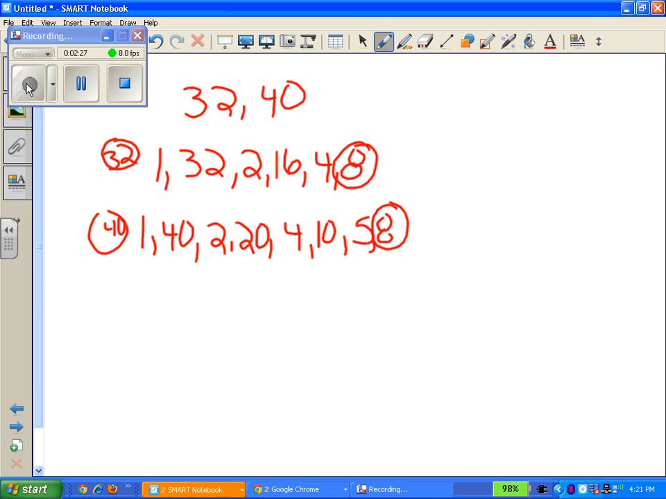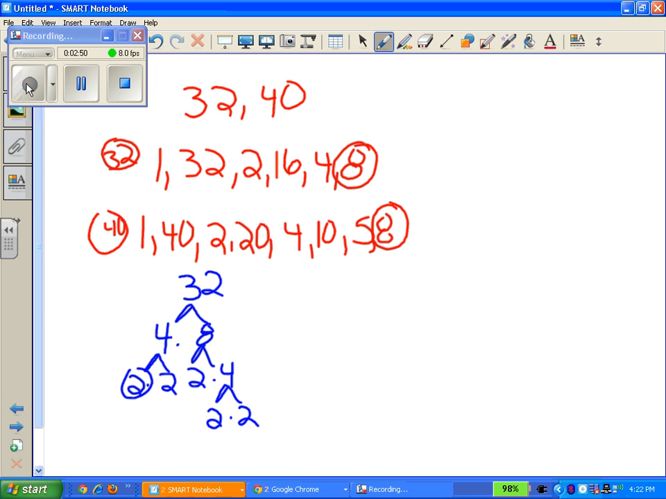Now let's try it by using prime factorization. Take the number 32. I'm going to break that down into prime numbers. We'll start with 4 times 8. 4 can be broken down into 2 times 2. And the 8 can be broken down into 2 times 4, and the 4 to 2 times 2. So we have 1, 2, 3, 4, 5 2s. So that's 2 to the 5th power. 5 2s there.